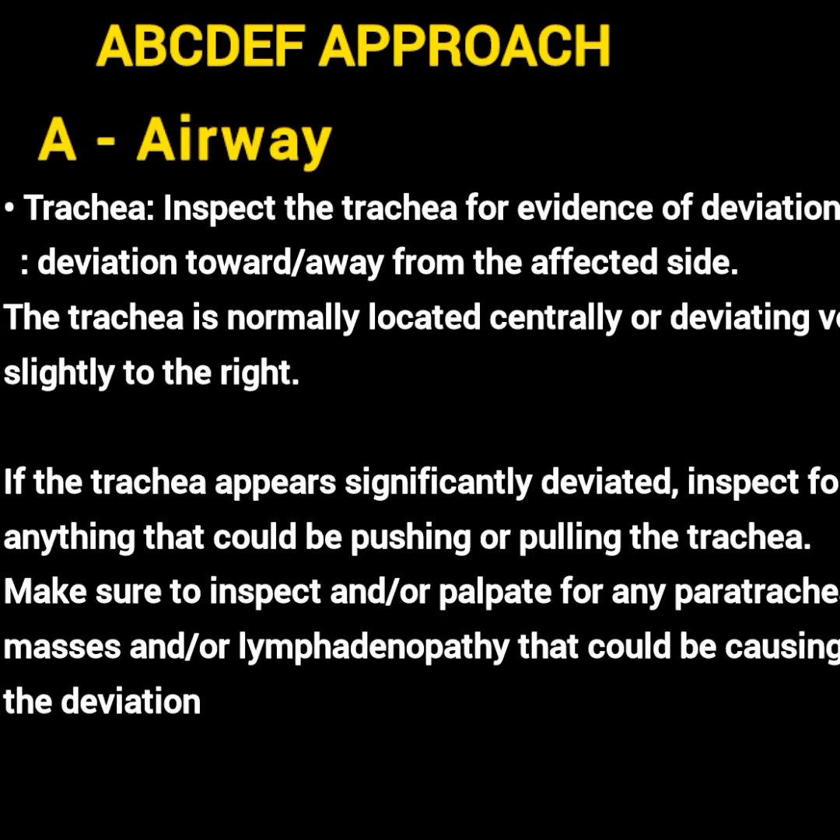The ABCDEF approach is used in checking for any abnormality of the chest. A, Airway. So check the trachea. Inspect the trachea for evidence of deviation, whether there is deviation toward or away from the affected site. The trachea is normally located centrally or deviated very slightly to the right.